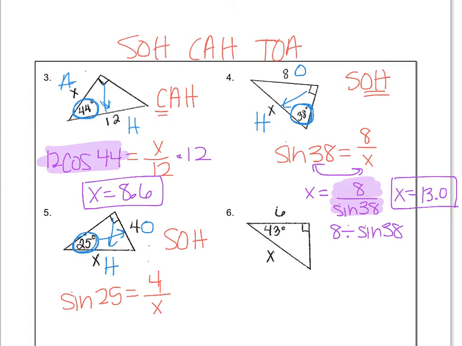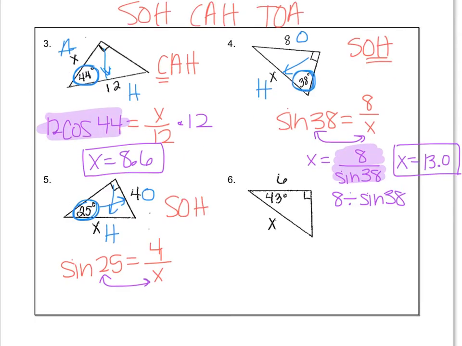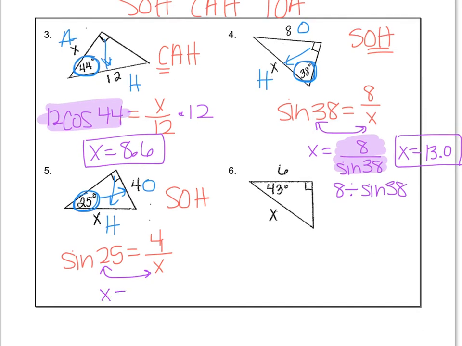Again, we have this weird thing where the X is on the bottom. You're allowed to just flip the X over, and then it's going to be 4 over sine of 25. And this is what I'm typing in my calculator. Again, use the division key like I talked about in the last one. You should get that X is equal to 9.5.